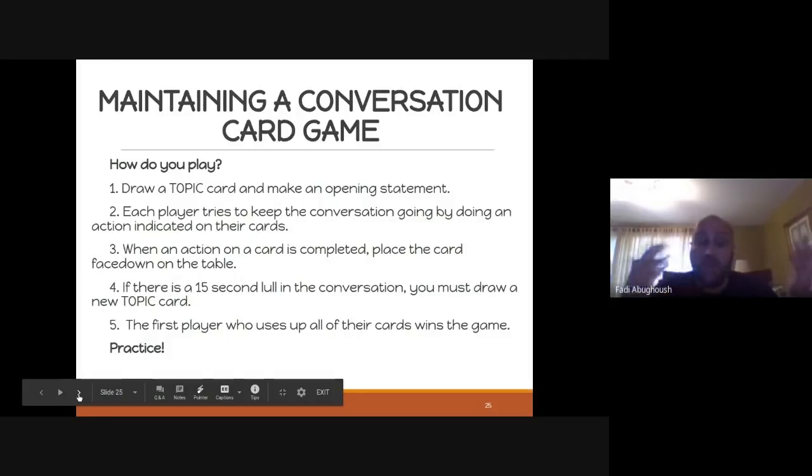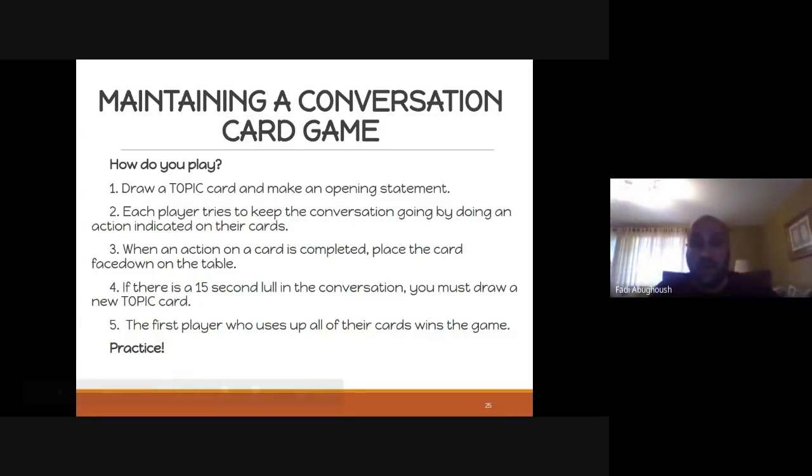Okay, so how do you play it? I will draw a topic card. Then I will say, for example, sport. So each student will try to keep the conversation going by doing an action indicated on their card. So I will say, for example, my favorite sport is soccer. I will throw the statement card. Another student, why do you play soccer?